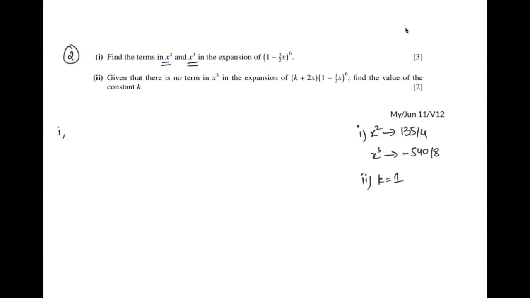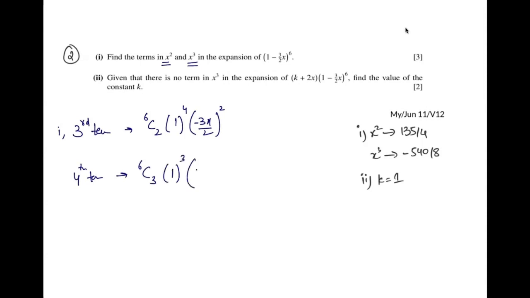Okay, so the third term in this sequence is going to be 6c2, because our expansion starts from 6c0, then 6c1, then 6c2. So the third term is going to be 6c2, 1 to the power of 6 minus 2, minus 3x upon 2 to the power of 2. And the fourth term is going to be the term with 6c3, 1 to the power of 6 minus 3, minus 3x upon 2 to the power of 3. Let's use the calculator and evaluate this.